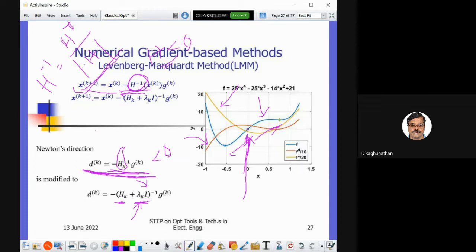So if you add this lambda k I to Hk, if lambda k is large enough, then Hk plus lambda k I will become greater than 0, so that the direction will become again downward.